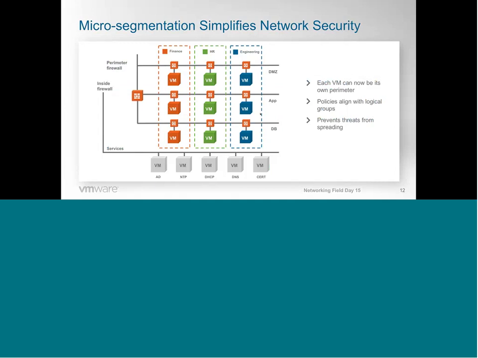And this is functionally what we're doing here. We're saying that each virtual machine can now be its own perimeter. Because if the finance system wants to talk to the HR system, we can block any one of those systems from talking to each other just by simply grouping those systems together and not allowing any communications between them. Very, very simply.